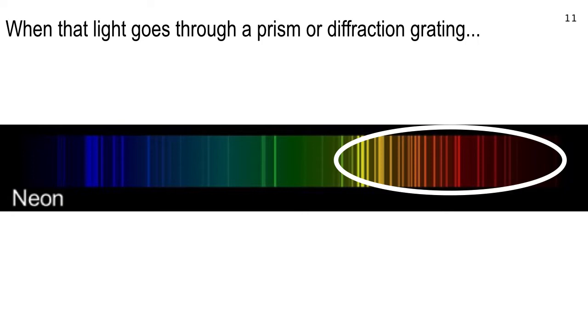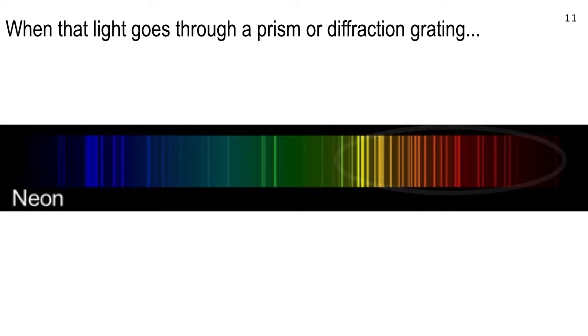It looks pretty cool. Now, this is what we call discrete. In other words, it's countable. It's not continuous, like the rainbow. Sunlight, rainbow. Incandescent light, rainbow. Pure neon, discrete, like this. And so that's neon.